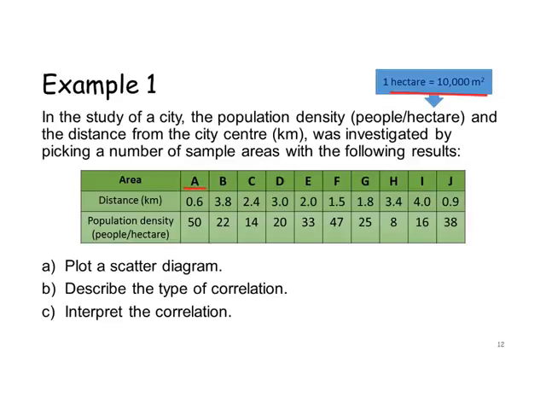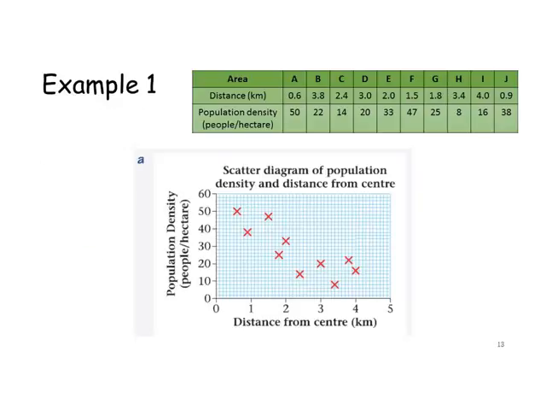say area A, the distance to the city centre was measured, 0.6 kilometres, and the population density was also measured for that area. And in this case, we found that there were 50 people per hectare in this area. And we have several different areas to consider. And the question asks us to plot a scatter diagram, describe the type of correlation, and interpret the correlation. So let's plot the scatter diagram.